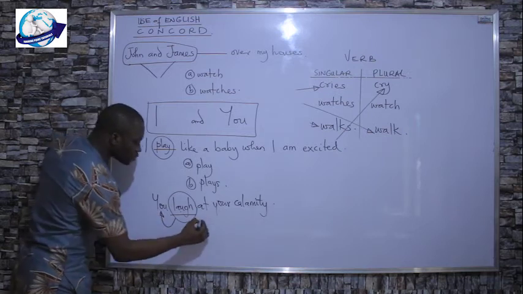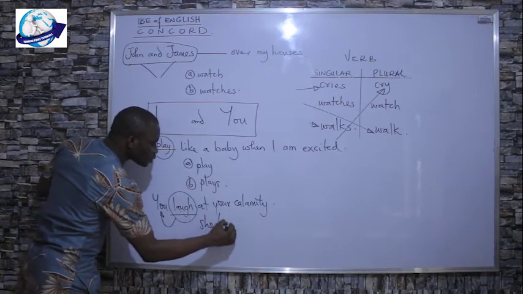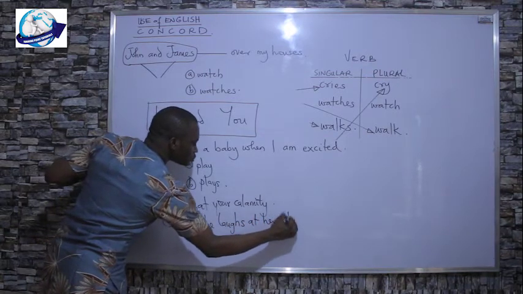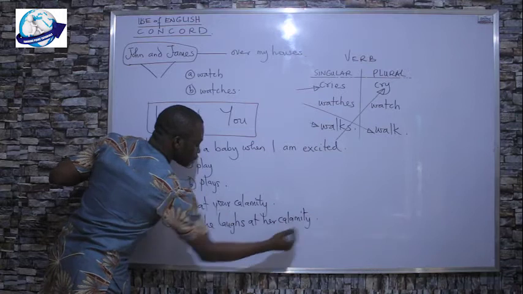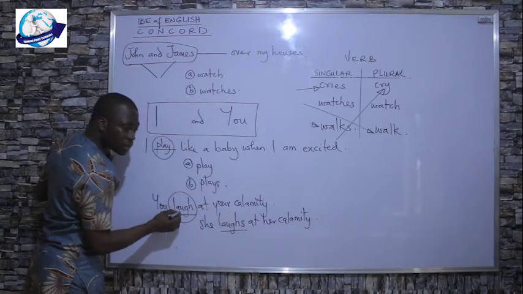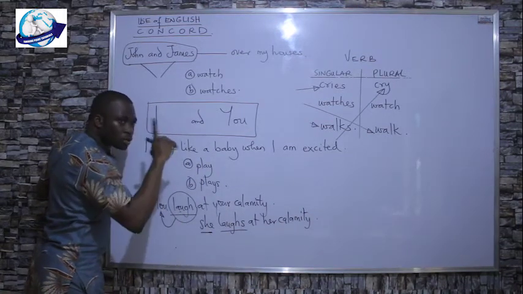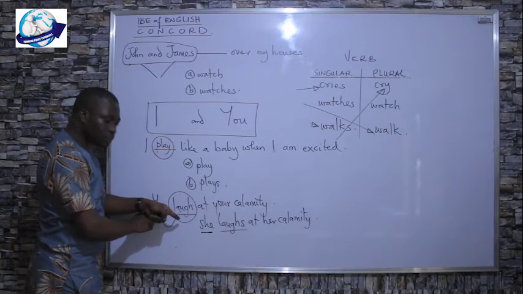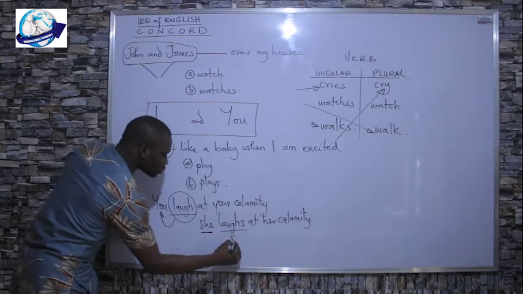Okay? But I can say she laughs. She laughs at a calamity. Please get it right. Can you see laughs? She laughs. She, one person. You sounds like one, but it goes with the plural verb. Very important. She laughs, singular verb.